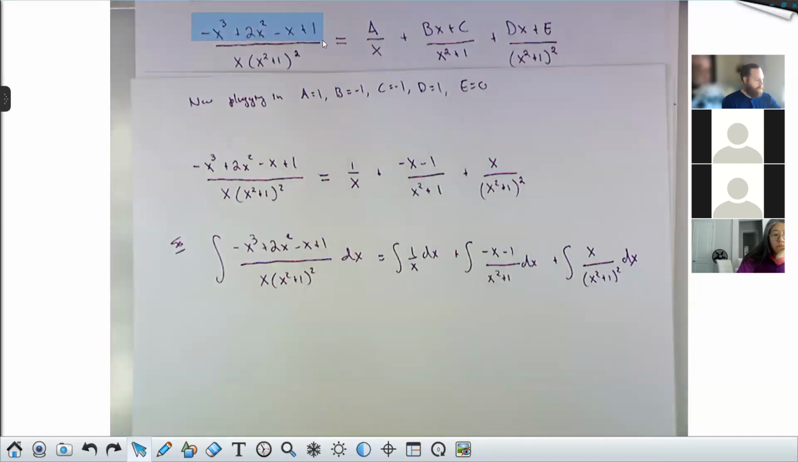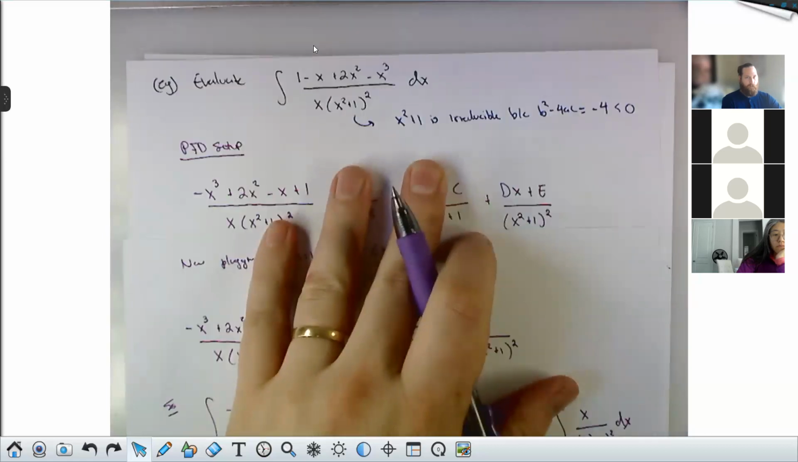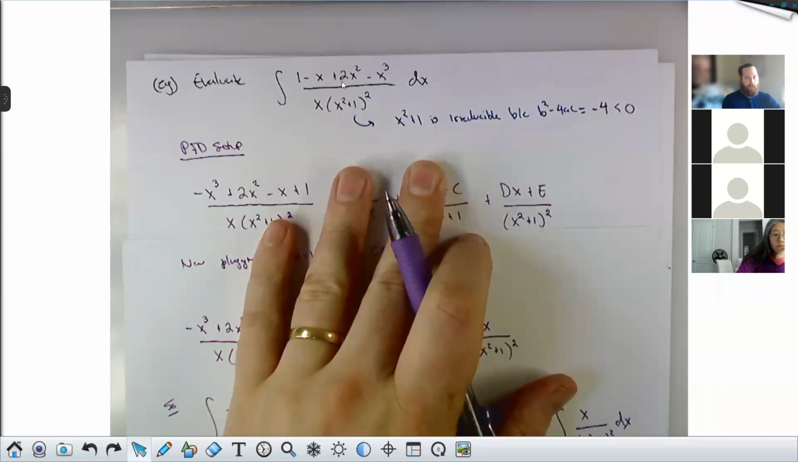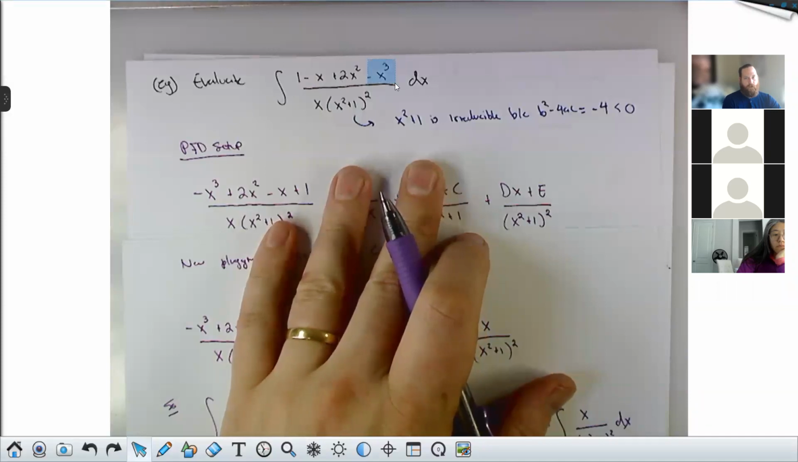Well, if you remember, the original function was 1 minus x plus 2x squared minus x cubed. So I'm just rewriting this in the standard order, which is -x cubed plus 2x squared minus x plus 1.